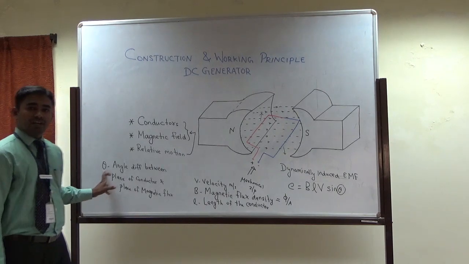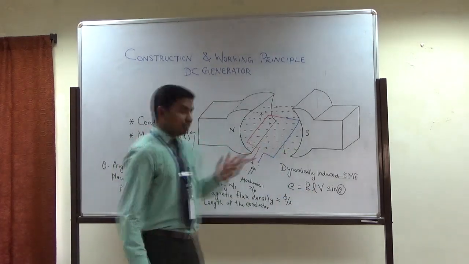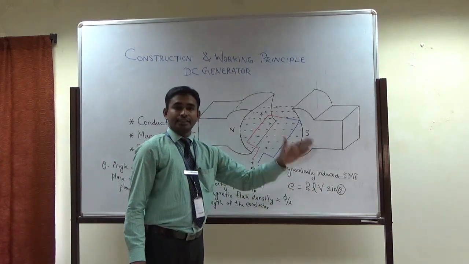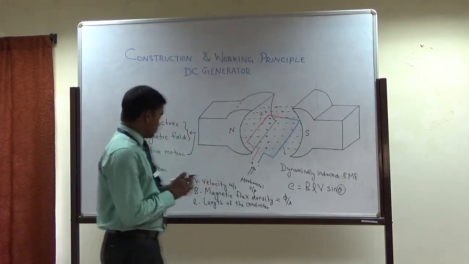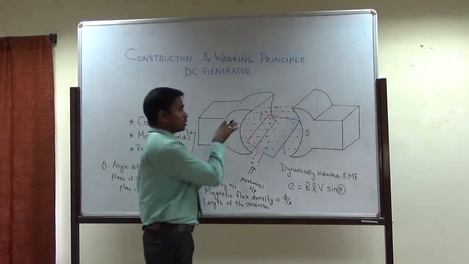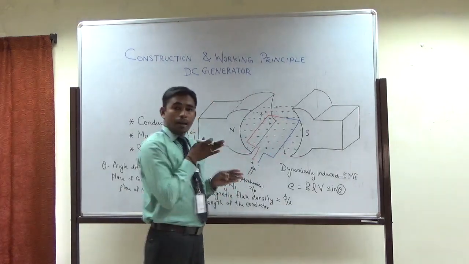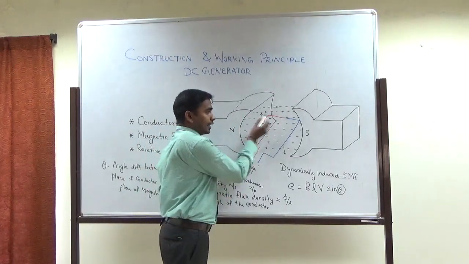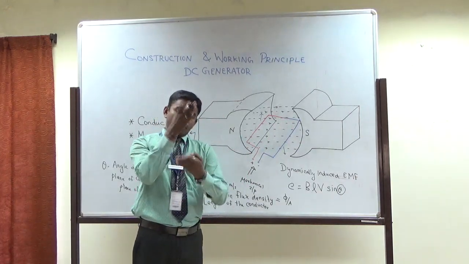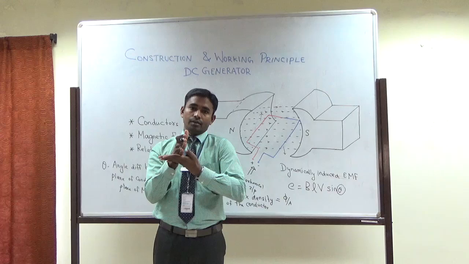For example, if this theta value is equal to 0, sin 0 equals 0, you won't get any voltage. If this theta value is equal to 90 degrees, sin 90 is 1, so we will get maximum voltage. So this theta value is going to vary. Now, what is the plane of conductor and plane of magnetic flux? That means axis. This dotted line shows your plane of magnetic flux. Then the conductor plane is like this. So when the plane of conductor and magnetic flux are like this, that means 90 degrees.